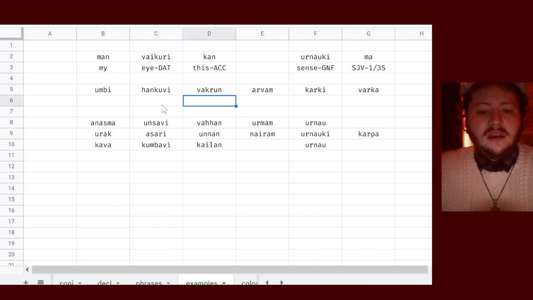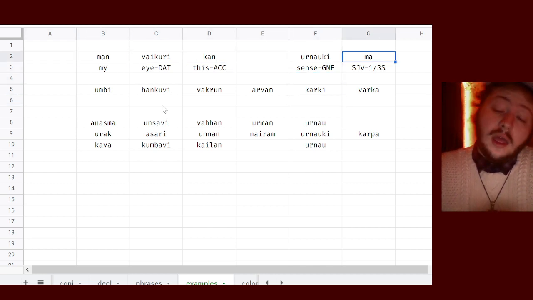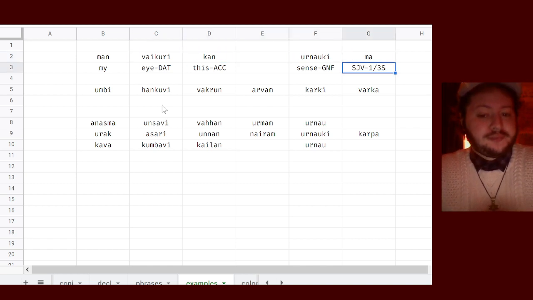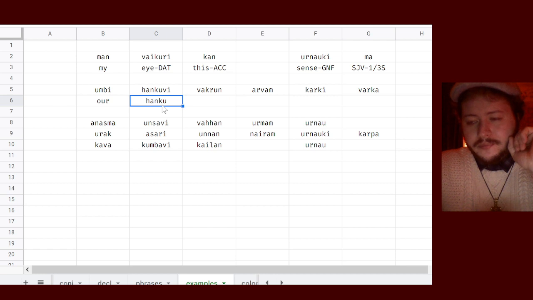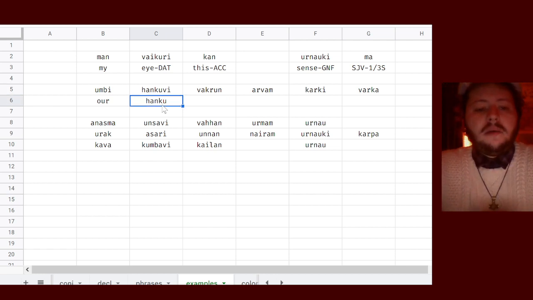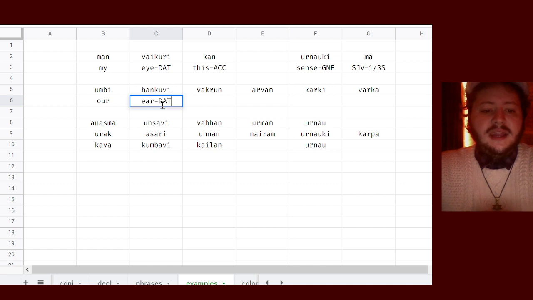Now what we have here, this sentence, I should probably say the whole sentence. Man vaikuri kan urnaukima. I hope to see this. Here we have we, and well, we is va, actually, but then the possessive there is umbi, so it's our. Umbi, and then hankuvi is the noun hanku, which means ear, or hearing, ears. So it's ear, dative. So in our ears.